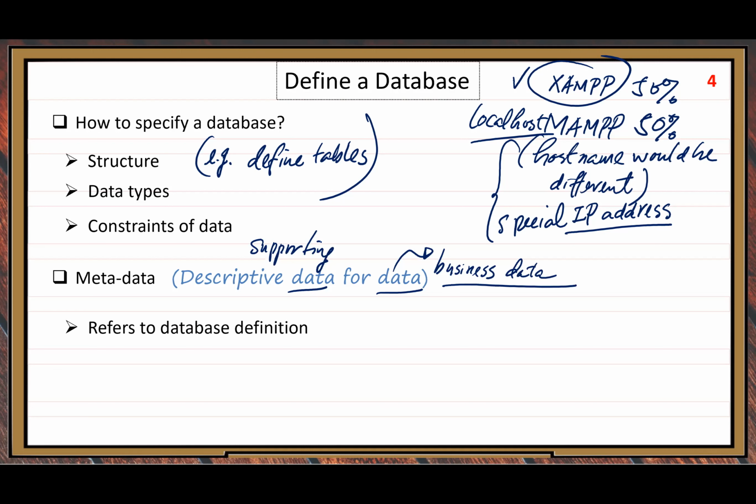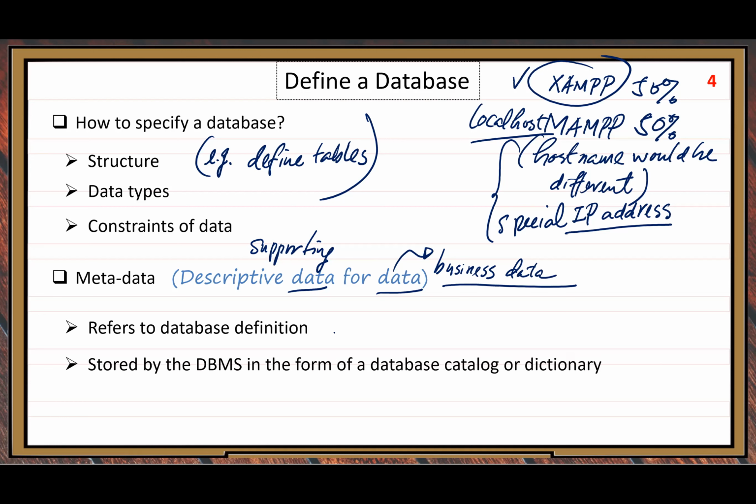When we talk about metadata, it refers to database definition. Database definition is the metadata part, and table definition is also the metadata part. It is stored by the DBMS in the form of a database catalog or dictionary. I will use one slide to explain the concept of catalog or dictionary. From the name, you can guess the concept. Catalog and dictionary help us organize our business data.